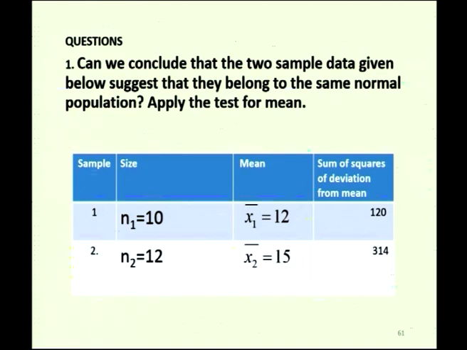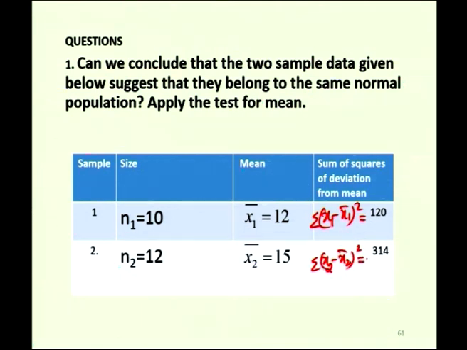Can we conclude that the two sample data given below suggest that they belong to the same normal population? Apply the test for mean. Sample is given as 1 and 2, size n1 is equal to 10, n2 is equal to 12, mean x1 bar is 12, x2 bar is 15. Instead of giving directly the s1 and s2 values, you are given sum of squares of deviations from mean, that is, summation x1 minus x1 bar whole square is equal to 120. Similarly, summation x2 minus x2 bar whole square is equal to 314.